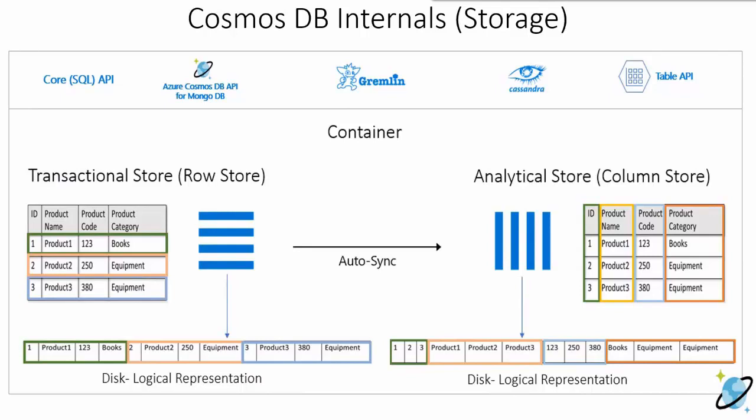Another option we have, another new feature, is the storage. So we used to have only one storage. Now we actually have two. Let's cover the first one first, which is the transactional storage. All the APIs you see on the screen, whenever they save the data, it is getting saved in the transactional storage engine. And everything is getting saved row by row. That's why we call that row store.